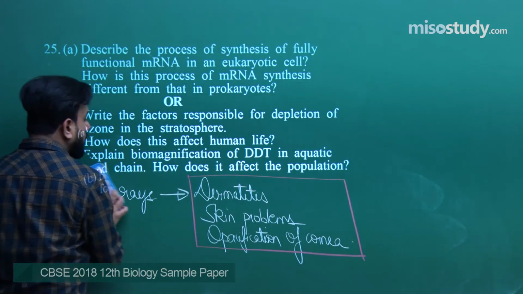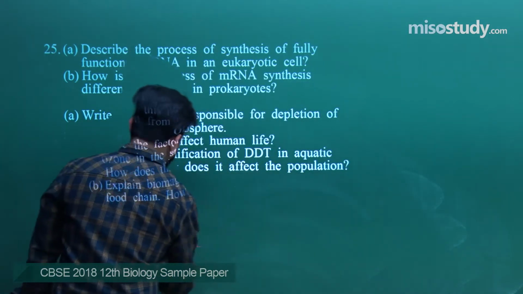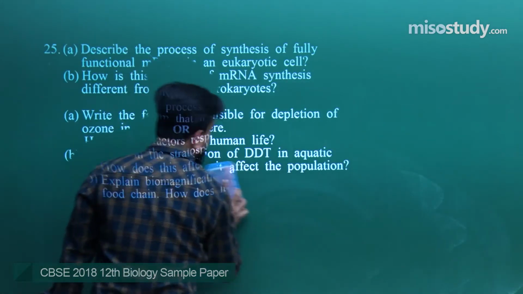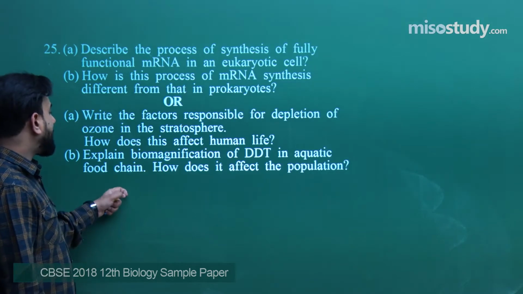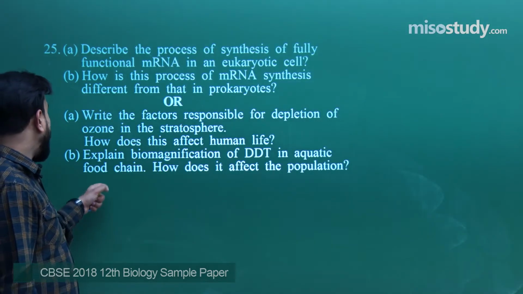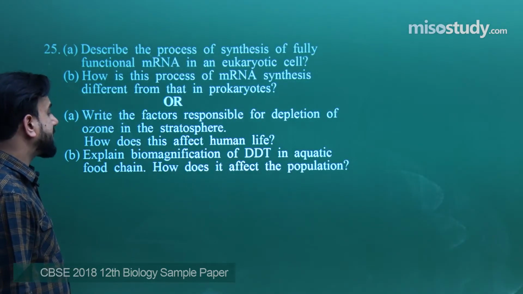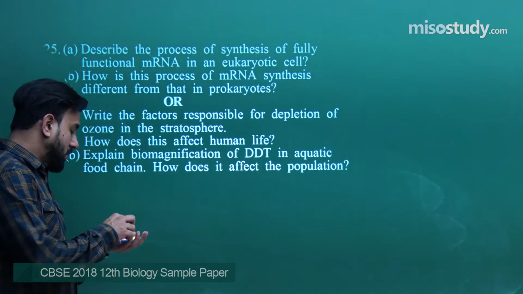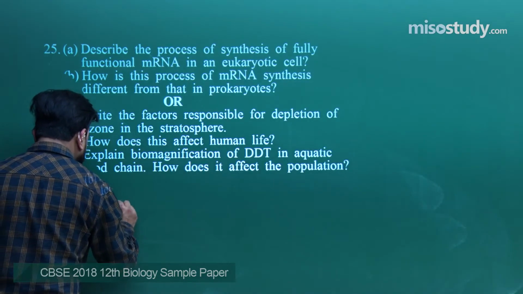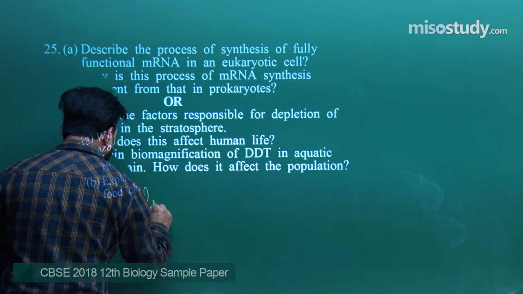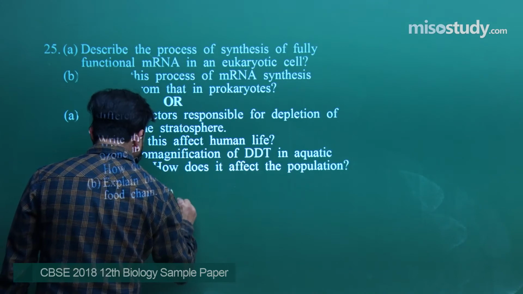Let us now discuss the other question. Explain the biomagnification of DDT in aquatic food chain. How does it affect the population? Biomagnification is a concept.